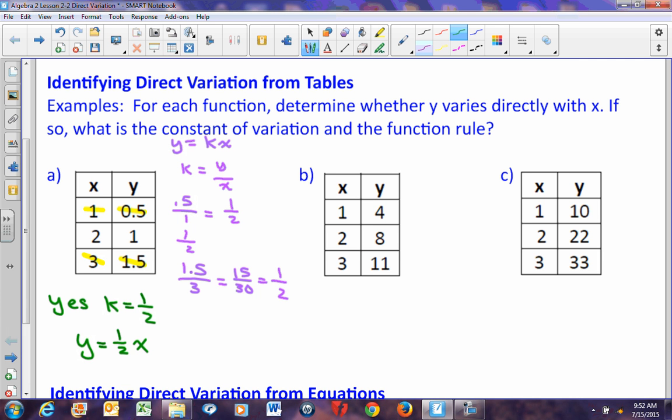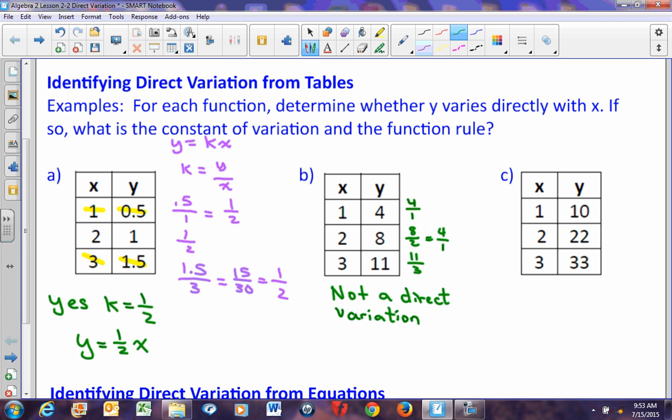If I do y divided by x, here we have 4 over 1. Here I have 8 over 2, which equals 4 over 1. And here I have 11 over 3, which equals 11 over 3. So the first two were on track to be a direct variation, but by the third point, it was no longer a direct variation. So it's not a direct variation, because y over x is not constant.